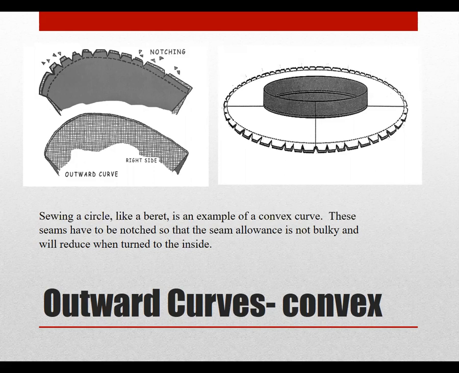It also keeps it, if you don't notch it out, it gets a little bulky in there because it's trying to compress and get smaller. So that's why we do that rather than just clipping. If you just clip on a convex curve, it creates little folds in the fabric, which makes it bulky.